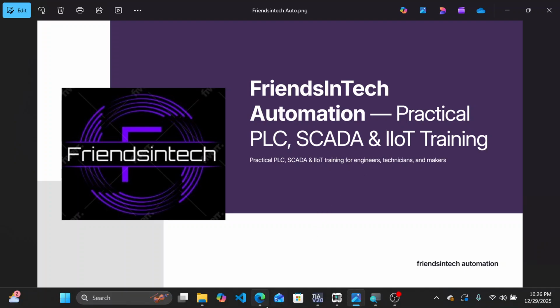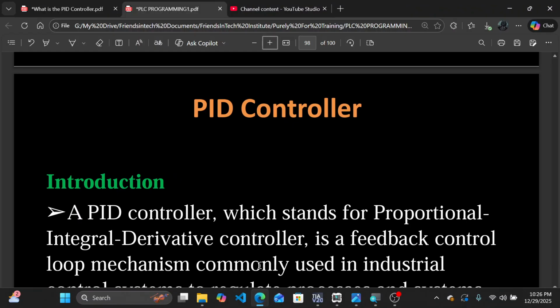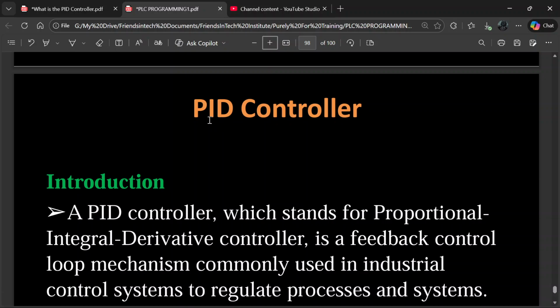In today's video, I want to talk about PID controller. In our previous video, we talked about the difference between open loop control system and closed loop control system. That video is very important. If you really want to understand PID controller, kindly check our previous video on open loop versus closed loop control system. Because PID controller stands for Proportional Integral Derivative Controller.